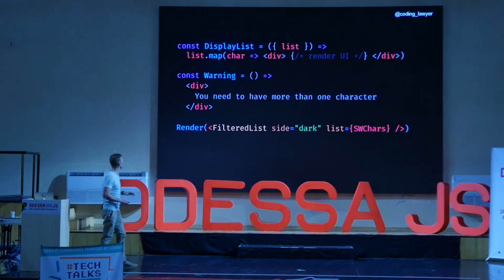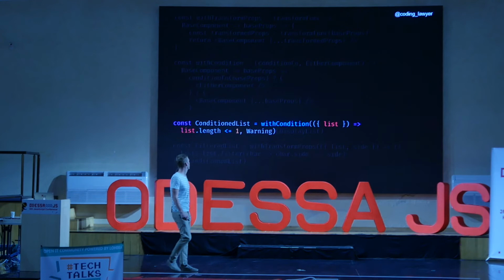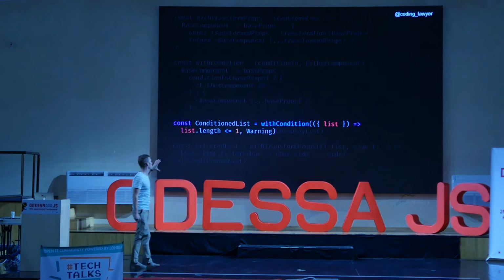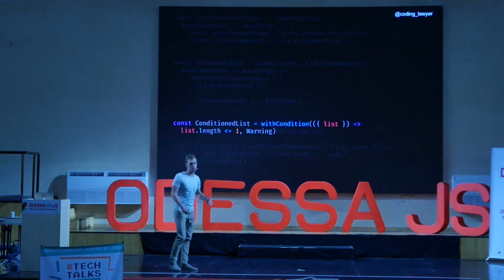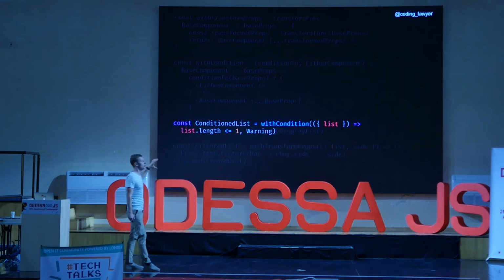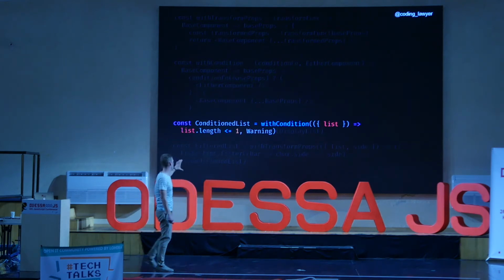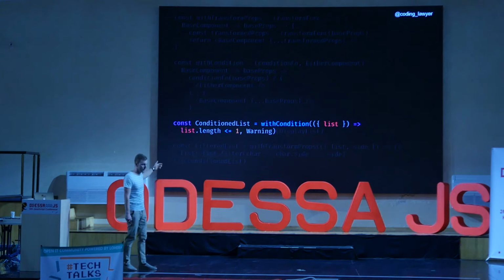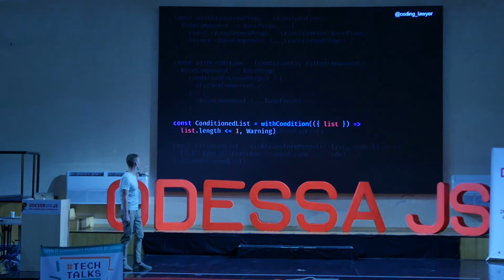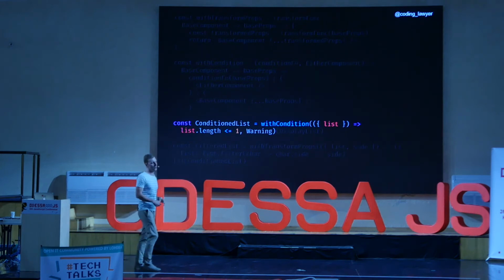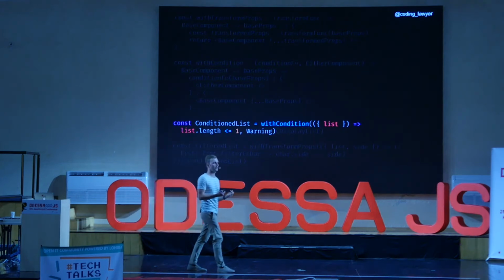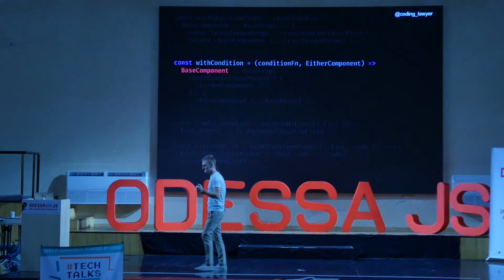So let's see how this works. We get started with conditionedList. So as you can see, we have a withCondition higher order component, and we are passing two configuration arguments to it. The first is a function that takes the list of Star Wars characters, and if it has less than two elements, it will return true, otherwise false, and the second is our warning component. So we pass these configuration parameters to withCondition.